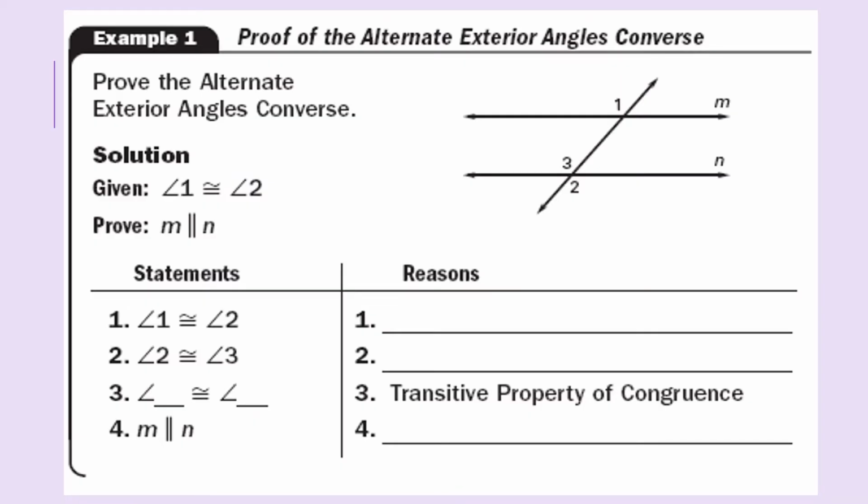Okay, so the proof of the alternate exterior angles converse. Our given is angle 1 is congruent to angle 2. So I'm going to write that in here on my diagram. And the reason behind that is that it is a given. Angle 2 is congruent to angle 3. Why would those two be congruent? They're congruent because of the vertical angle theorem, or VAT.